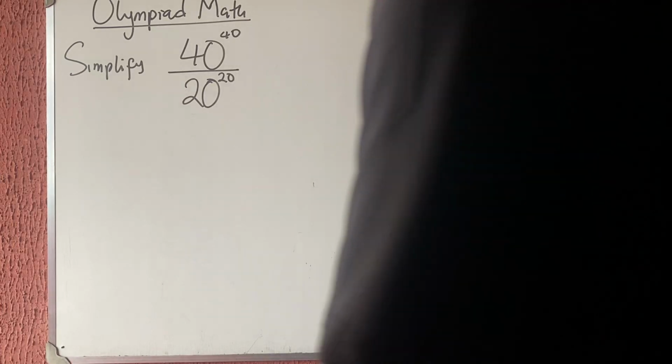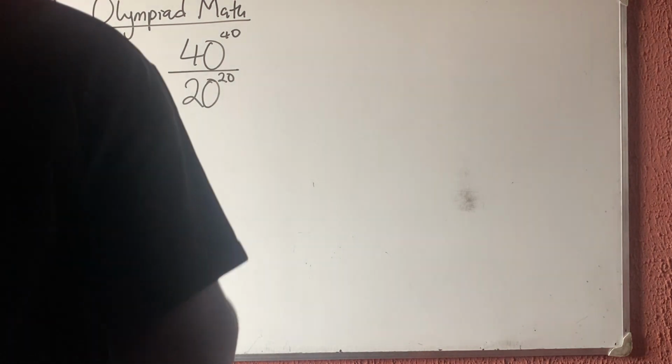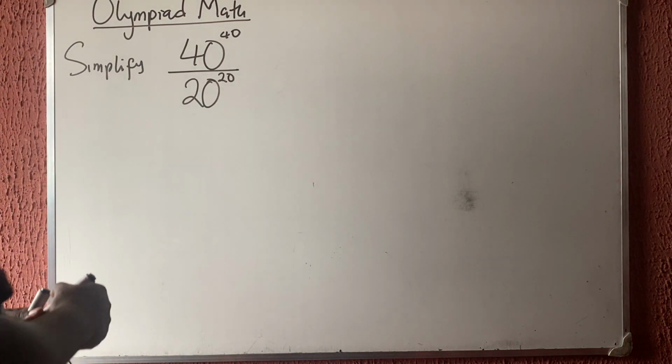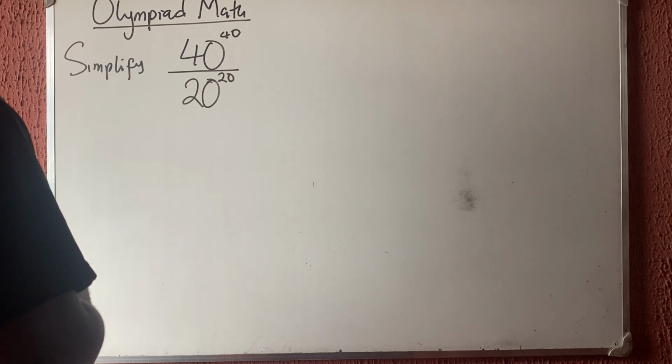All right, let us quickly solve this Olympiad math problem. He said we should evaluate or simplify 40 raised to power 40 divided by 20 raised to power 20. Right? This is a very simple question.